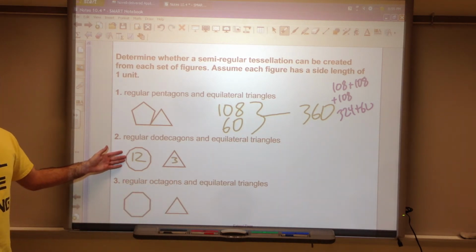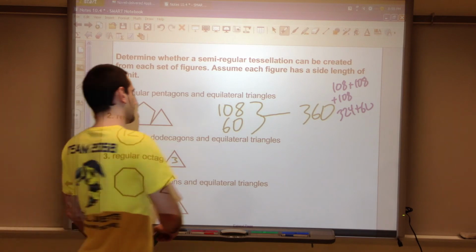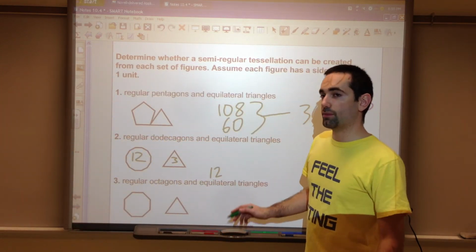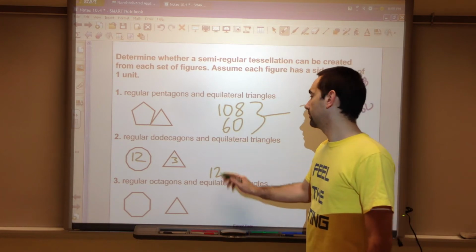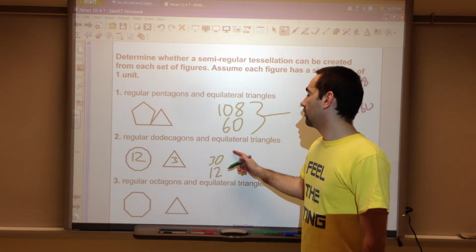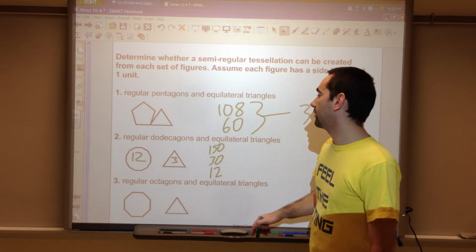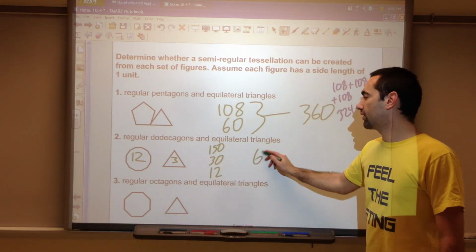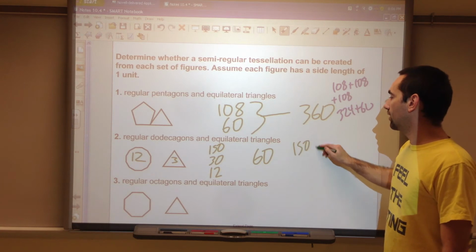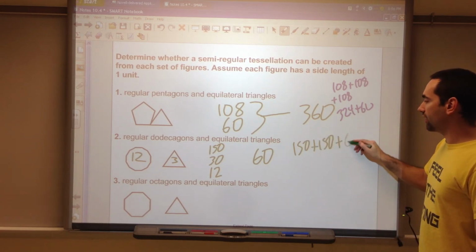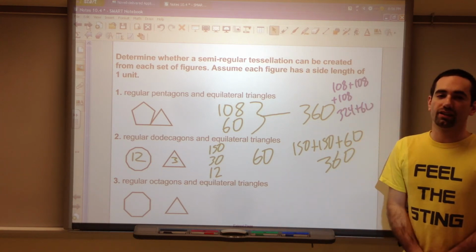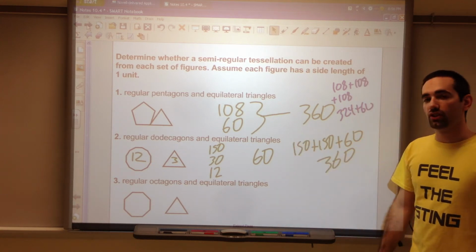What's the interior angle of a dodecagon? Let's see. The number of sides is 12, so 360 divided by 12 is 30. 180 minus 30 is 150. Okay, so I got 150. We know the interior angle of a triangle is 60. Let's see, 150 plus 150 plus 60. That's 360. I can make a tessellation using these shapes.